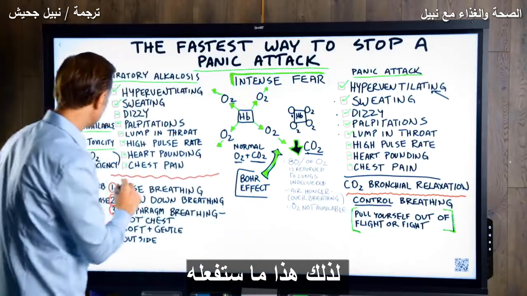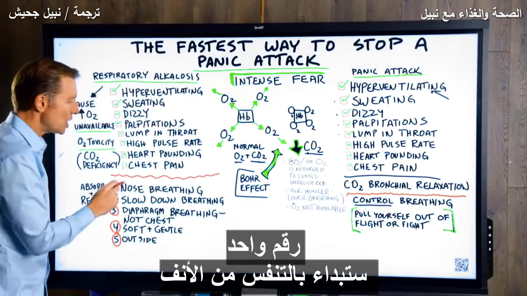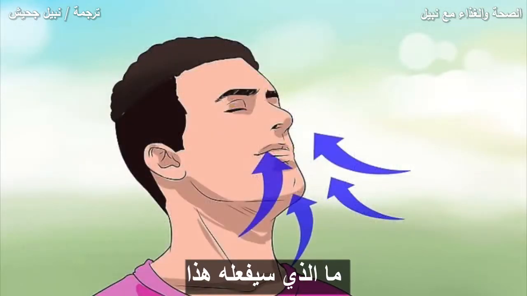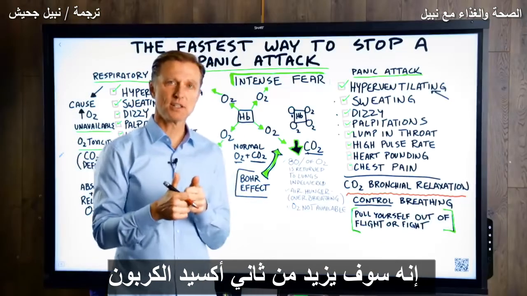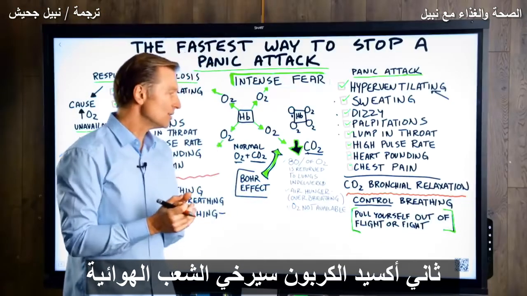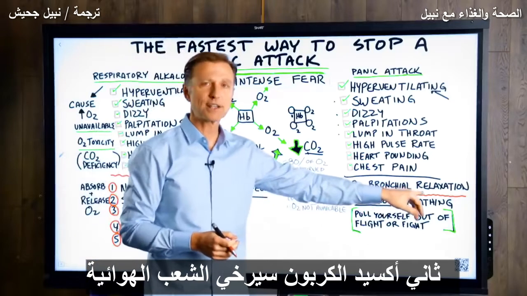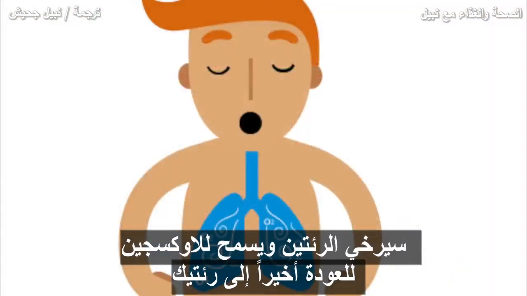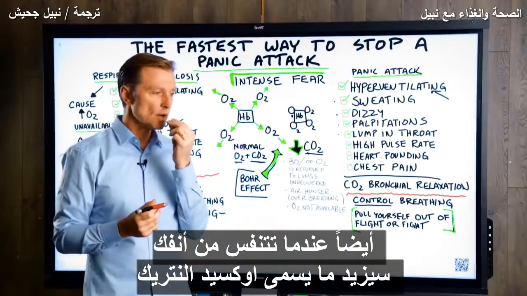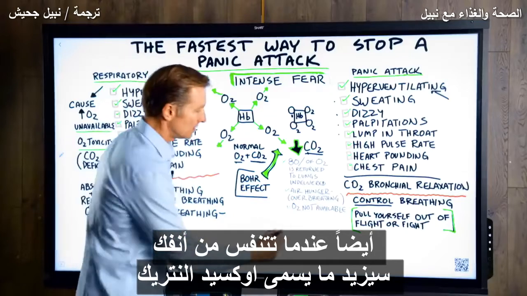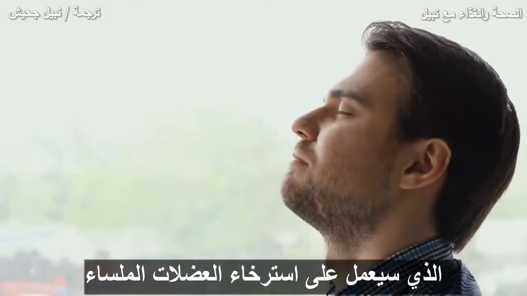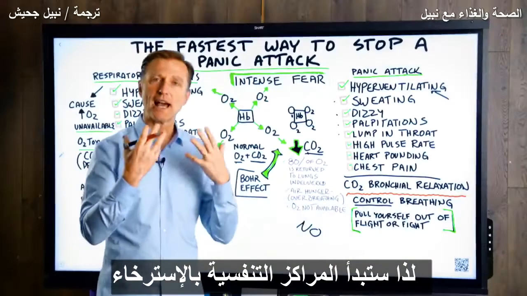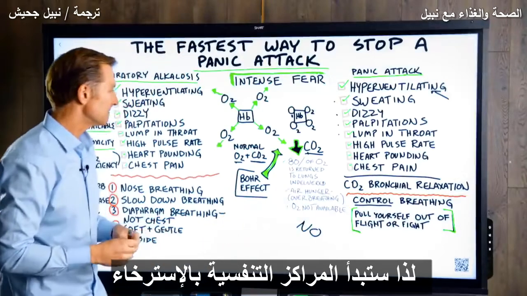Okay, so this is what you're going to do. Number one, you're going to start to nose breathe, right? No longer breathe through your mouth. Start breathing through your nose. What is this going to do? It's going to start to increase CO2. CO2 is a bronchial relaxer. It relaxes the lungs. It allows for the oxygen to finally go back into your lungs. Also, when you breathe through your nose, you increase nitric oxide, which also gives you a smooth muscle relaxation effect, okay? So it starts to relax the respiratory centers.